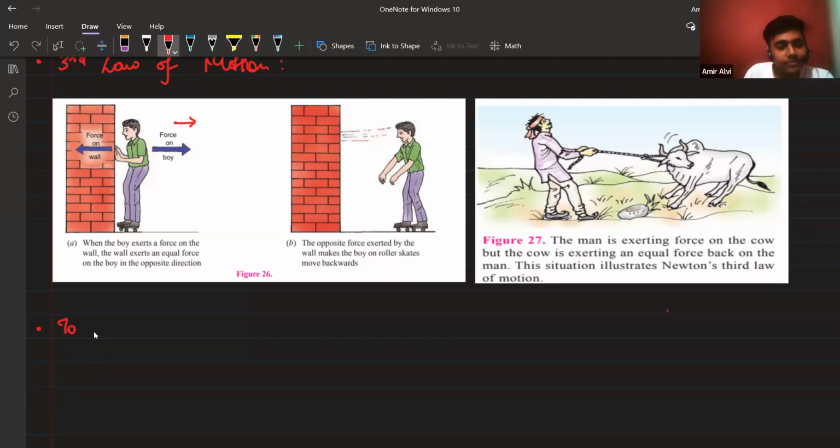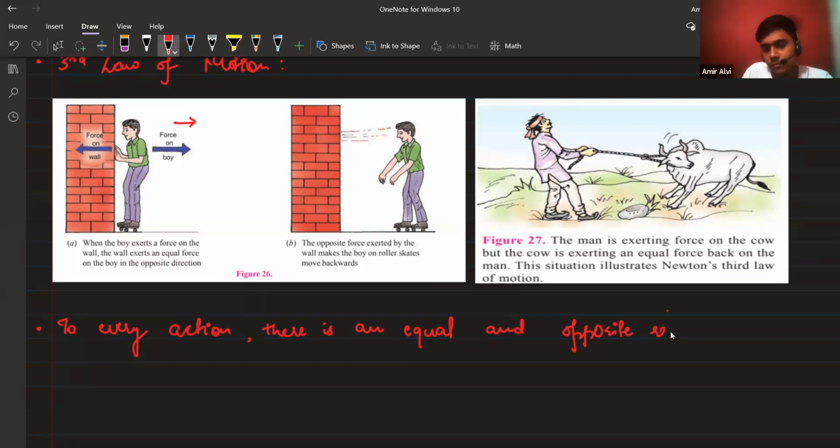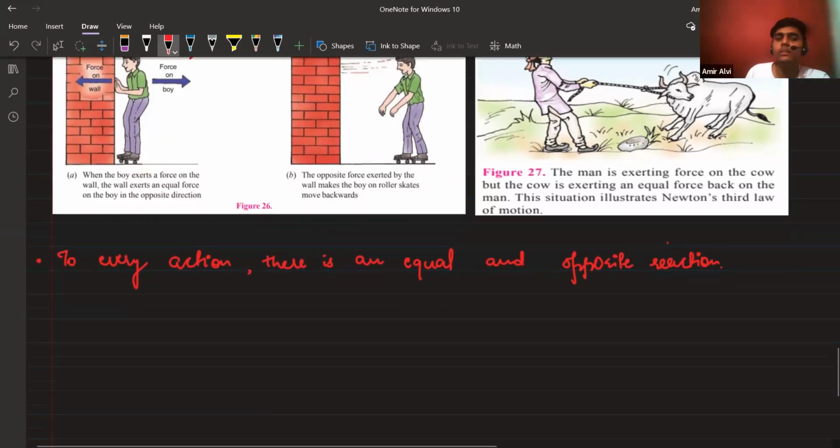To every action, there is an equal and opposite reaction. Is that clear to everybody? Any doubt? That's what the third law of motion is.